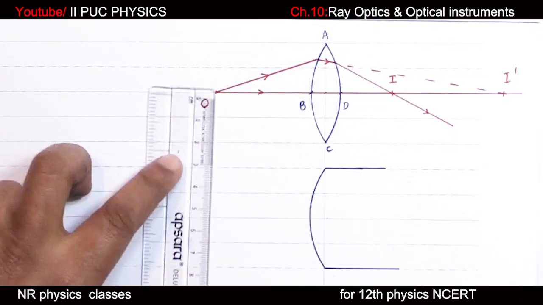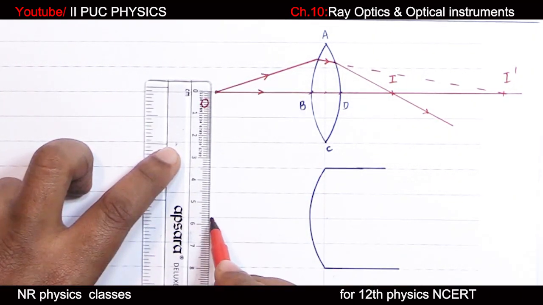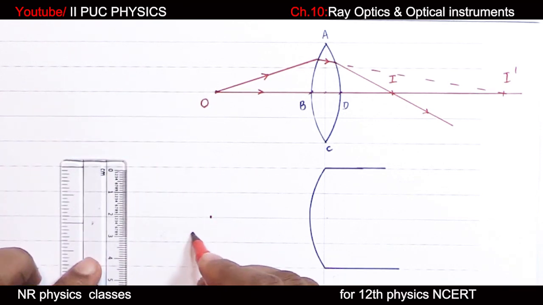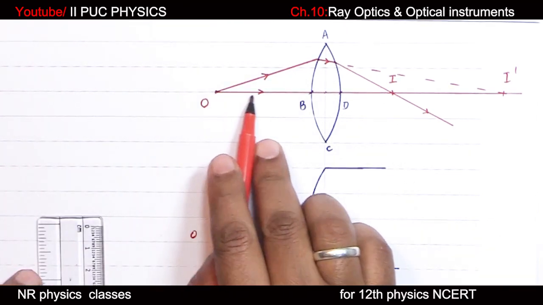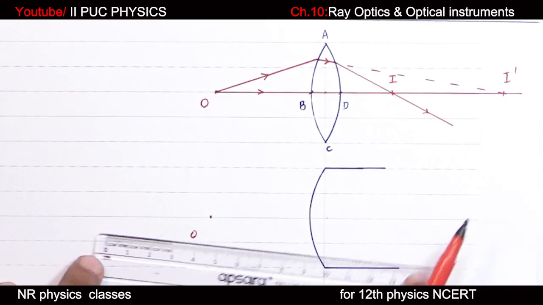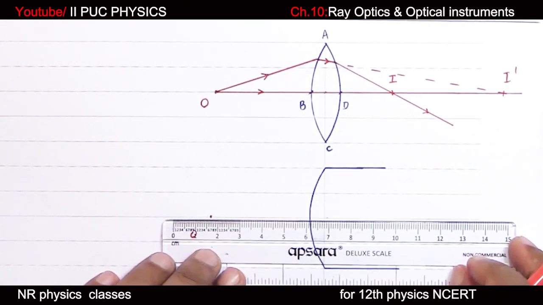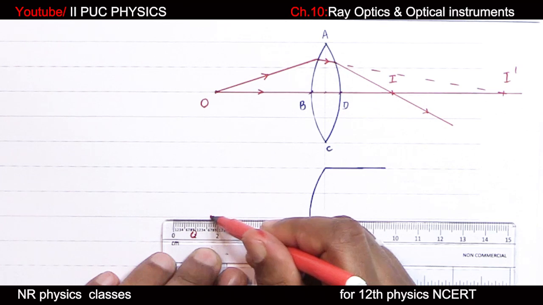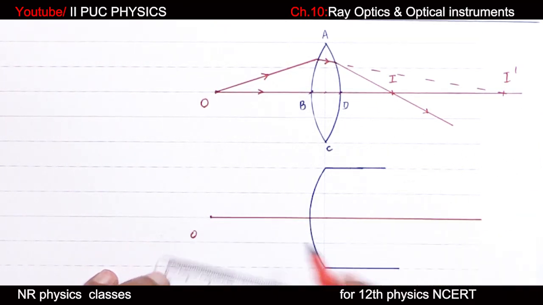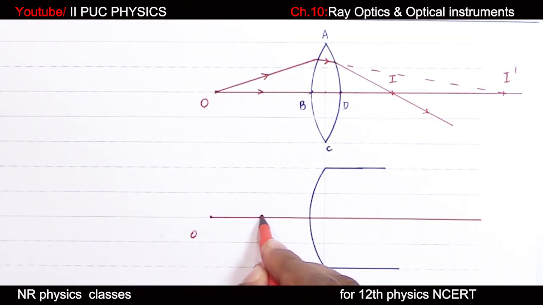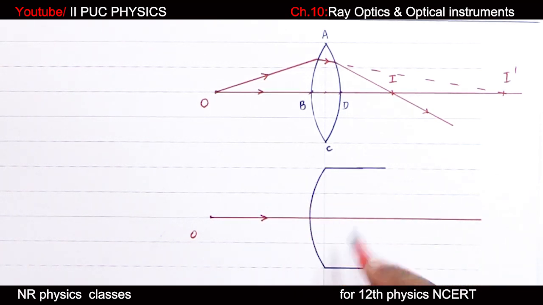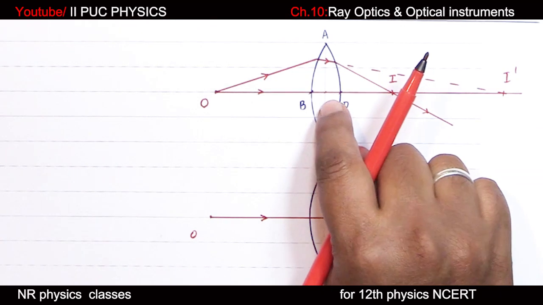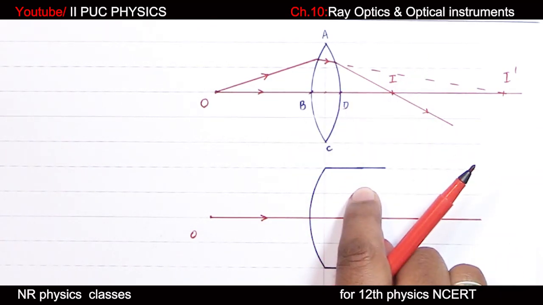This is the object. So this is for the object O. Ray along the principal axis. So this looks like refraction through a spherical surface, isn't it? There is a spherical surface. If this is a glass lens, this is glass.